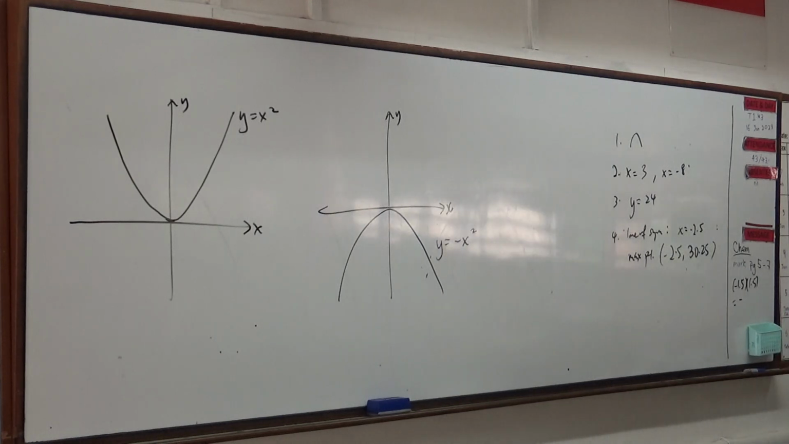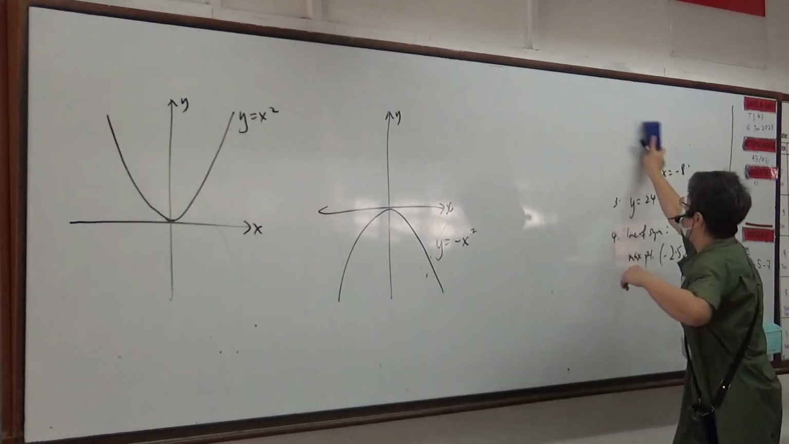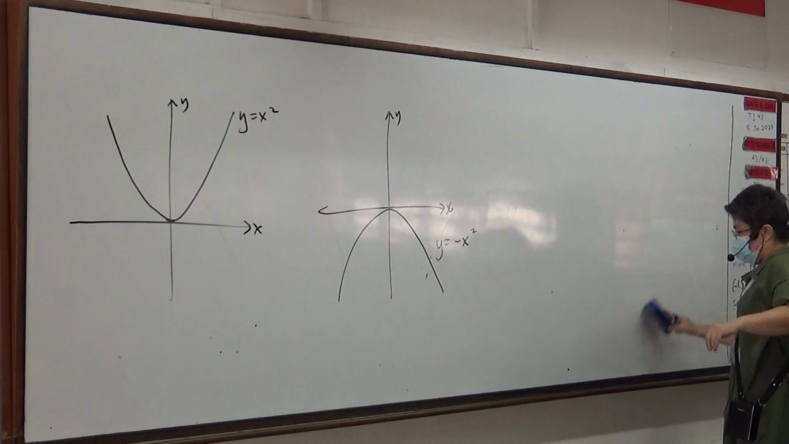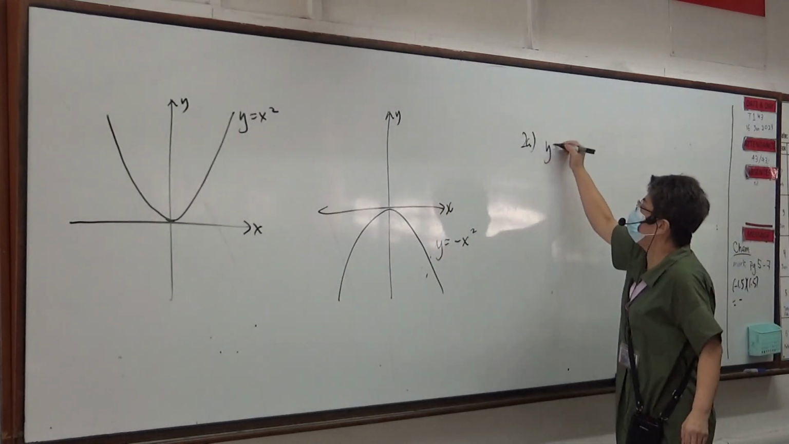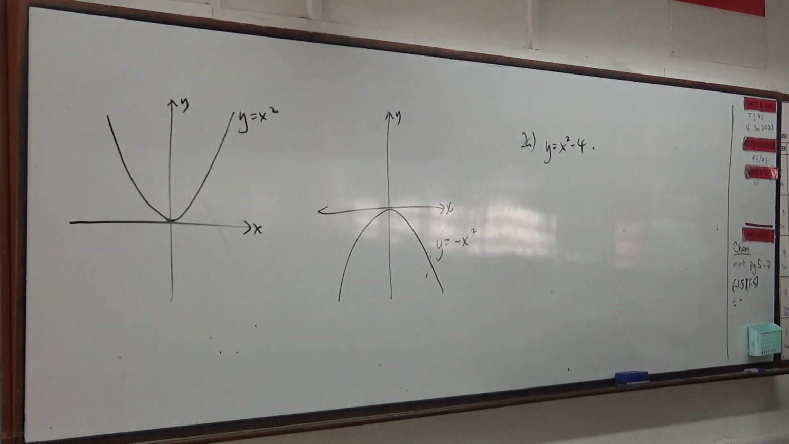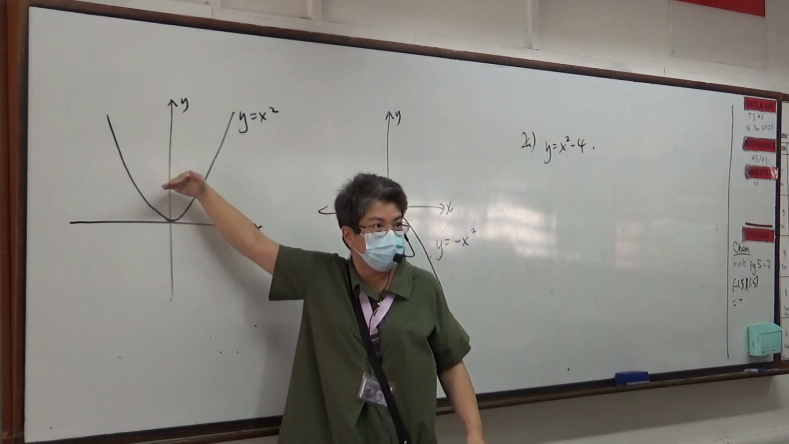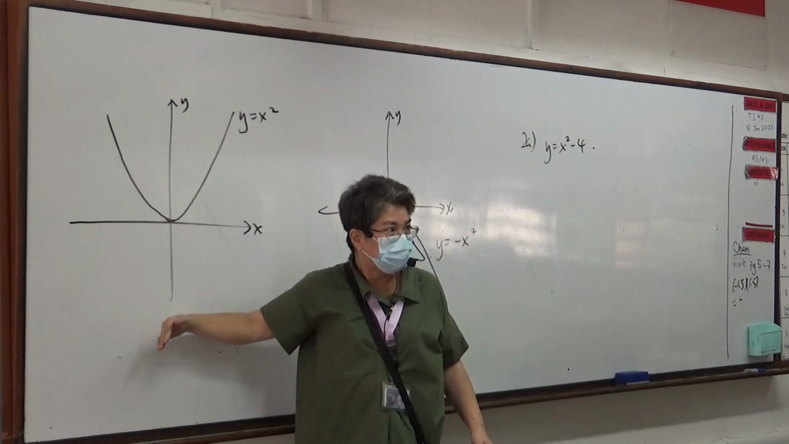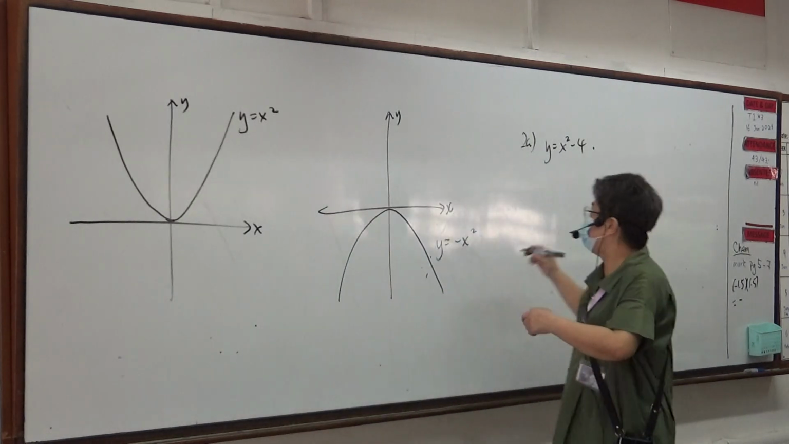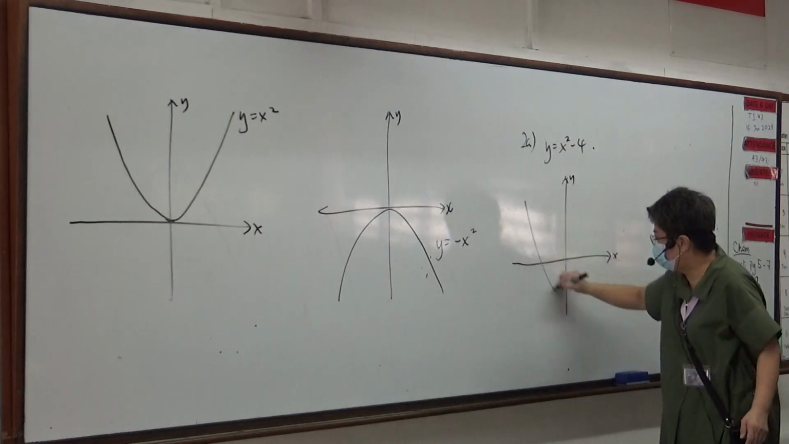Then I give you one question. All of you turn your page. Page 28, question 2a. y equals x squared minus 4. How do you think it will look? This whole thing will shift down 4, please. Do you understand what I'm talking about? Okay. That means it will be like this.